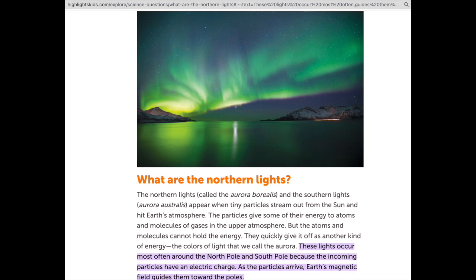So what are the northern lights? The northern lights, called the Aurora Borealis, and the southern lights, Aurora Australis, appear when tiny particles stream out from the sun and hit the Earth's atmosphere. The particles give some of their energy to atoms and molecules of gases in the upper atmosphere, but the atoms and molecules cannot hold the energy. They quickly give it off as another kind of energy, the colors of light that we call the aurora. These lights occur most often around the North Pole and South Pole because the incoming particles have an electric charge. As the particles arrive, Earth's magnetic fields guide them towards the poles.